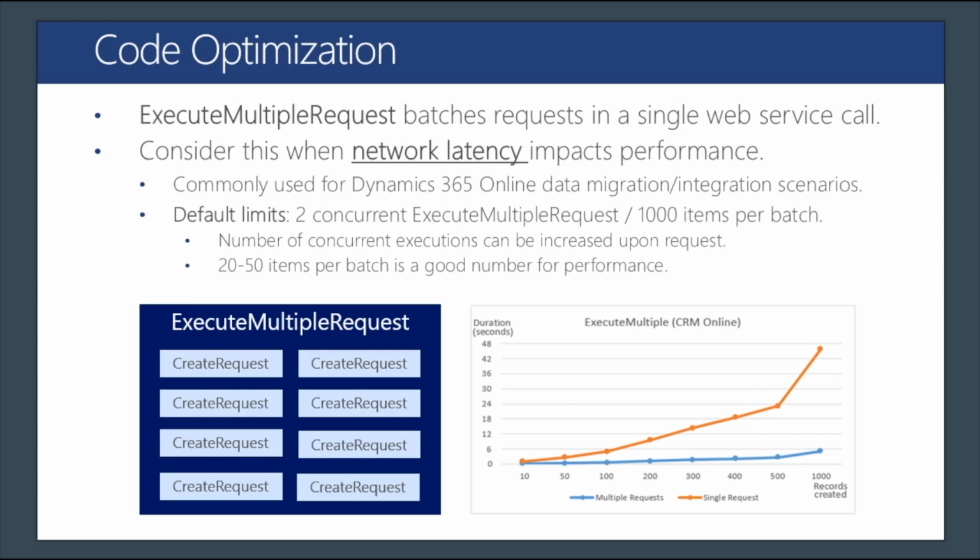You can see that in case of individual requests, it was taking almost 45 seconds, and we were able to achieve that within 5 seconds by using a batch size of 50, I believe. So that's really the advantage and the significant improvement that you get when using execute multiple. So always consider using this for all your integration and migration scenarios, and find the optimal batch size.